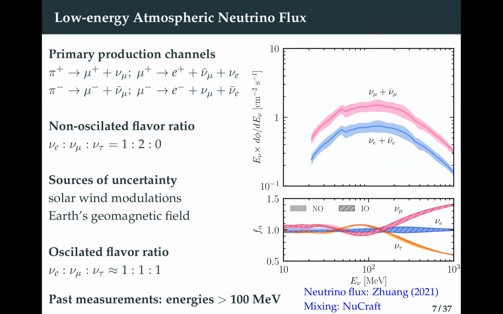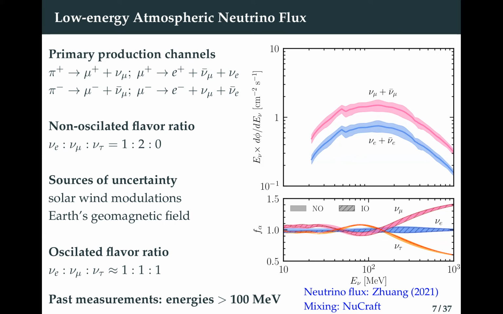And if we look into detectors which don't really have the best reconstruction of the direction, or we focus on just events from all the directions, it turns out that the non-oscillated ratio, which is 1 to 2 to 0 in all neutrinos, turns into 1 to 1 to 1 because of the almost maximal mixing angle between the mu and tau sector. And then only once that happens, the smaller theta 13, electron neutrinos, doesn't really change that oscillation flavor ratio.